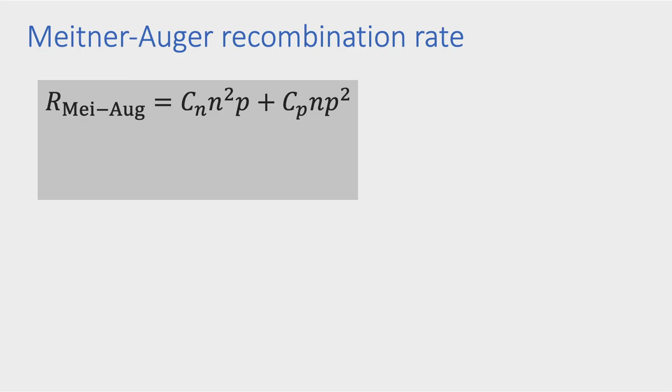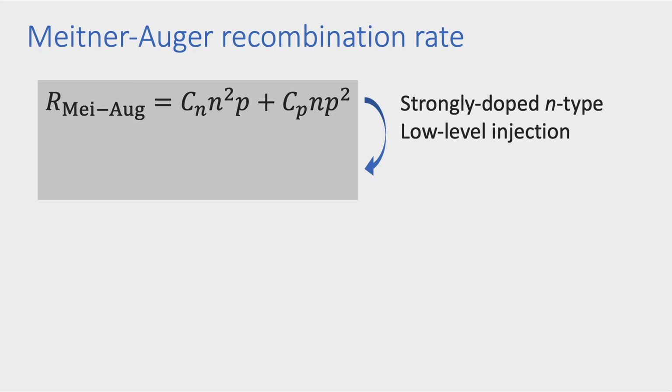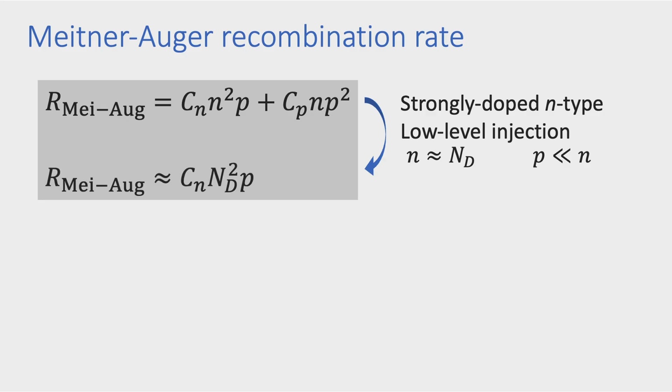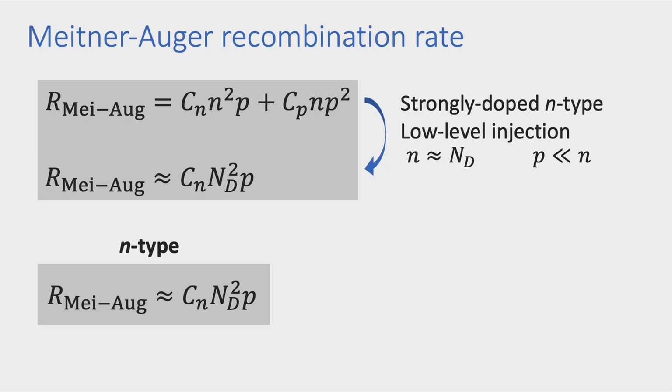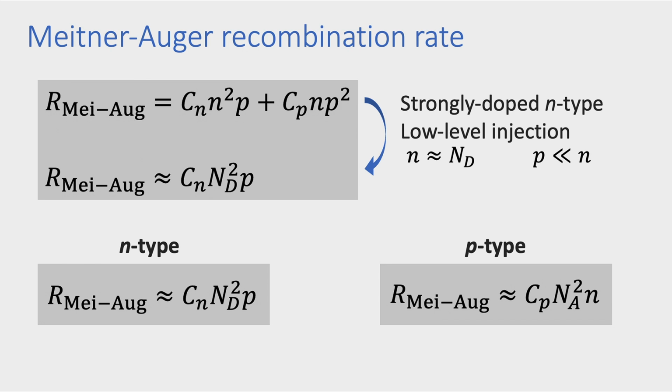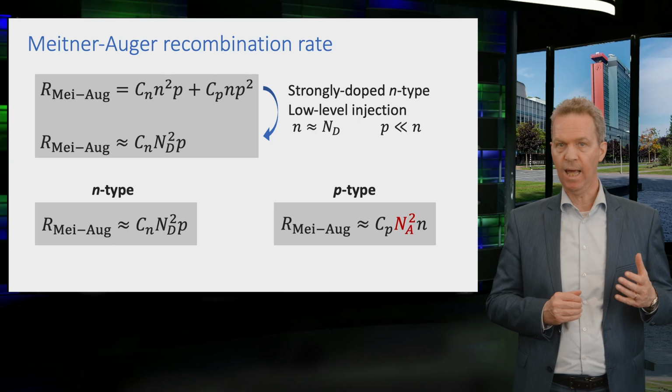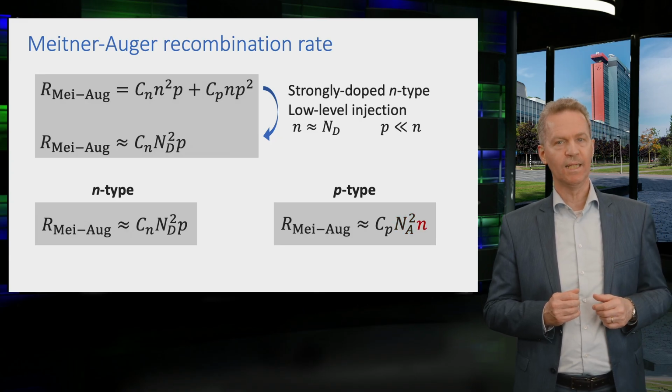We will now simplify the recombination rate for N and P-type materials. If we look at a strongly doped N-type material under low-level injection, we can assume that the electron concentration N is equal to the donor concentration Nd, and that the hole concentration P is negligible compared to the electron concentration N. This leads to a Meitner-Auger recombination rate that's dominated by the EEH process. Therefore, this simplified expression can be used to calculate the Meitner-Auger recombination rate for N-type materials. The same derivation can be performed for P-type materials, resulting in the following expression. In this case, the recombination rate is proportional to the acceptor concentration, Na, squared, and to the electron concentration, N.